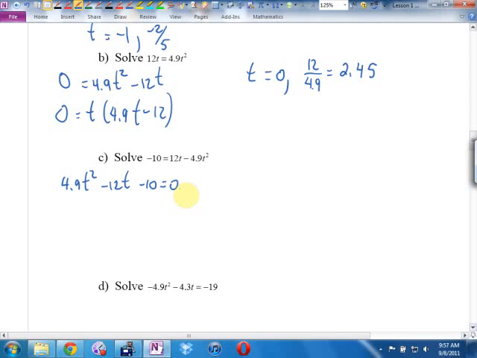This might factor if it was numbers that multiplied to 49, negative 49, added to negative. You know what? It's got decimals. I'm not even going to try. So what did you learn last year when the equation didn't factor? What was the magical, wonderful, useful thing that you learned last year? Quadratic formula. I haven't bought candies yet. I'm going to go shopping this weekend. But for a future candy, can anybody rattle off the quadratic formula for me?